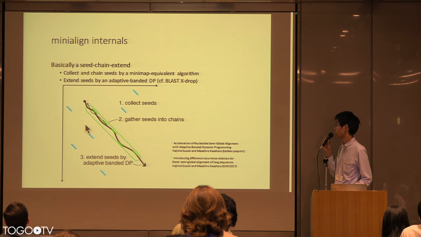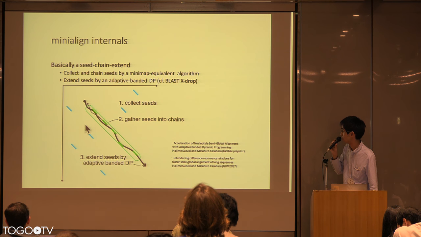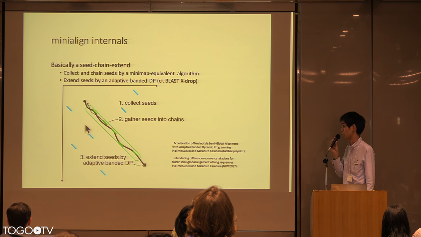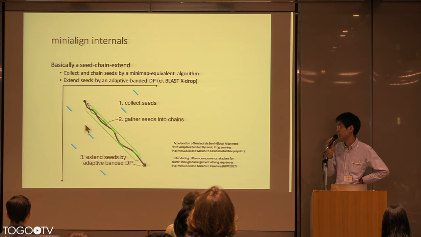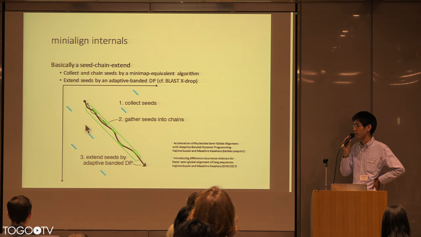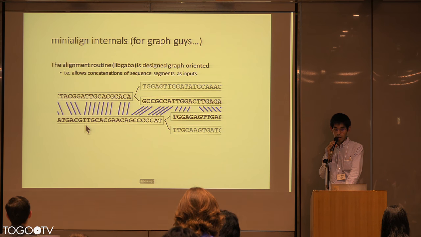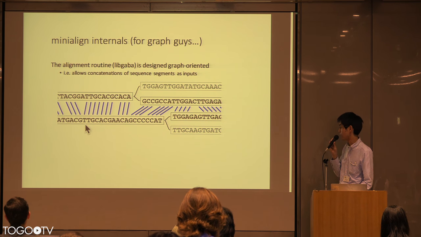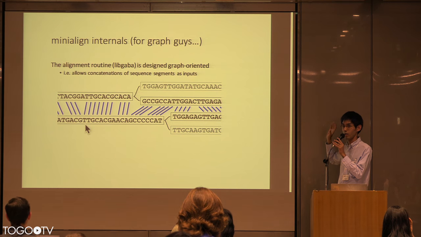Let me introduce the internal minialign algorithm. It is basically seed, chain, and extend. The seed collection and chaining algorithm is basically based on the Minimap algorithm. The original ones are the extension routines, which adopt SIMD-parallelized fast extension. And the alignment routine, libgaba, is designed to be graph oriented. That is, it allows concatenation of sequence segments as inputs in a dynamic manner.